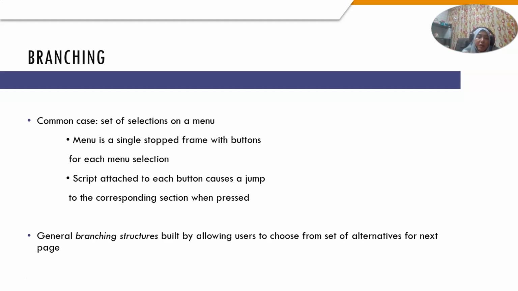In terms of non-linear, you also have the option to jump into another process or activity. So we have the branching concept here, where the common case is a set of selections on a menu. A menu is actually a single stock frame with buttons for each menu selection. For example, at the ATM machine you want to withdraw money or check your balance; that is the menu, using the concept of branching. If the user chooses menu 1, this is what happens; if the user chooses menu 2, this is what the user gets. That is the branching concept.